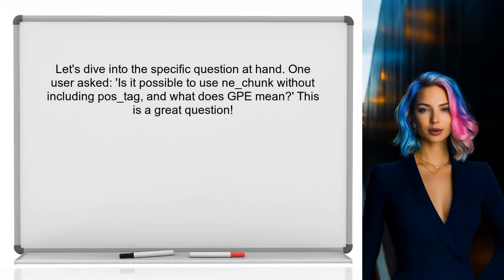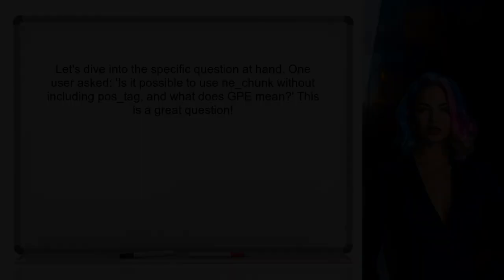Let's dive into the specific question at hand. One user asked, is it possible to use ne_chunk without including pos_tag, and what does GPE mean? This is a great question, and it sets the stage for our exploration today.